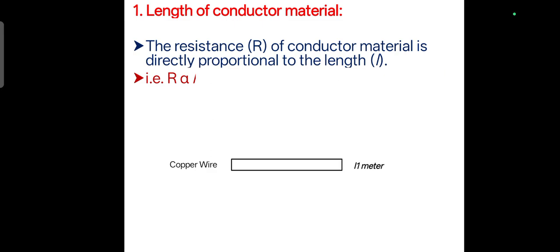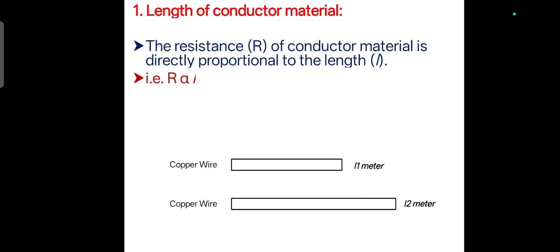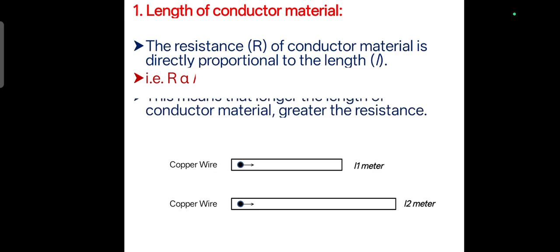Here we have considered two copper wires having lengths of L1 meter and L2 meter respectively. As we said, the resistance is directly proportional to the length of the conductor. This means that the longer the length of the conductor material, the greater the resistance. As the length of a particular conductor increases, the resistance of that material increases. So R is directly proportional to the length L.